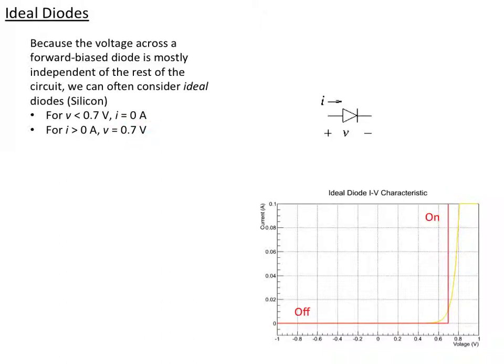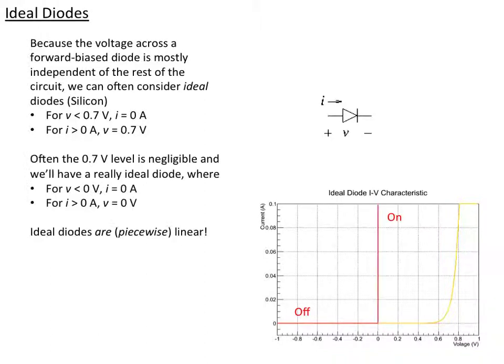Sometimes we can also talk about an ideal diode where it just turns off and on at 0. So current will flow one way but not the other. That's what we often think of as the way diodes act. Current will flow this way but not that way is just saying that it turns off and on at 0 volts.